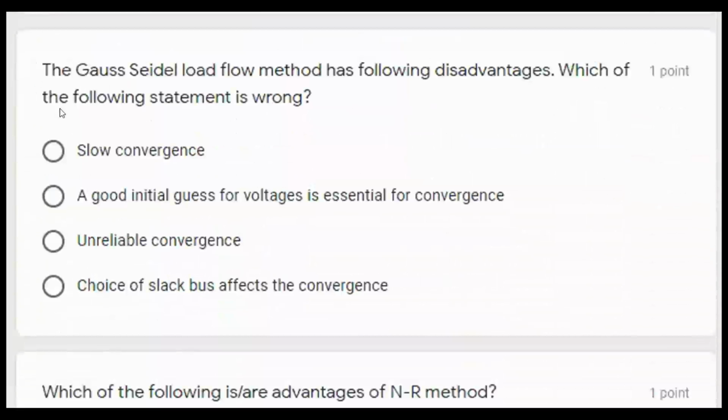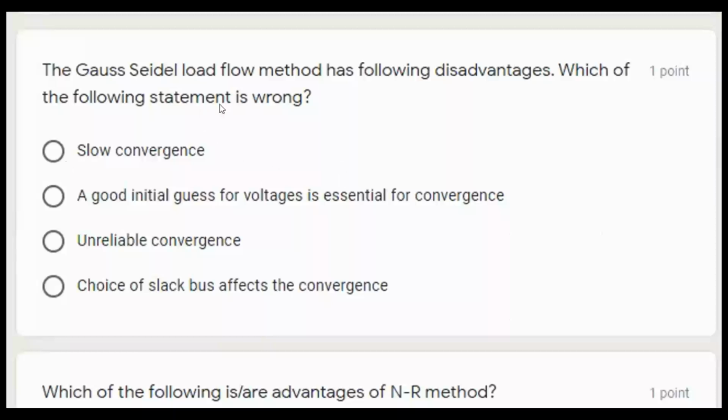Then 11th question: the Gauss-Seidel load flow method has the following disadvantages. Which of the following statements is wrong? Here the disadvantages are given. One of them is the wrong disadvantage.